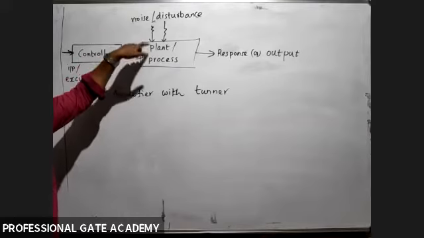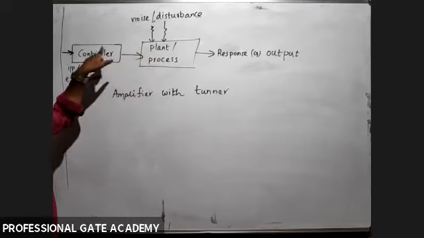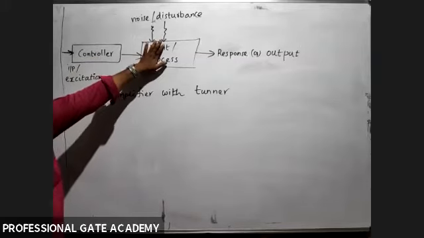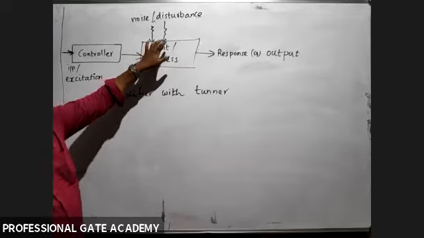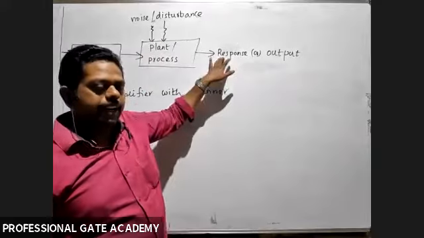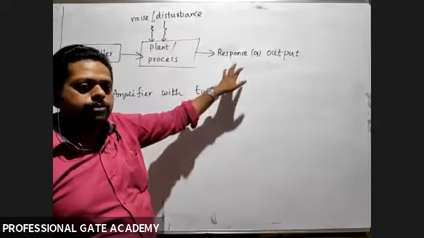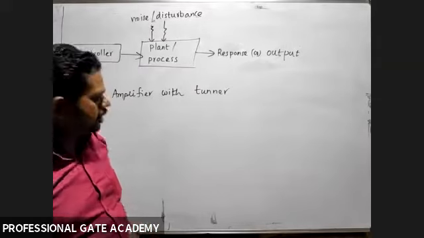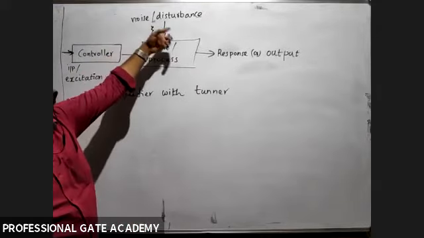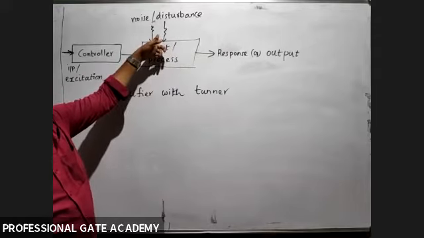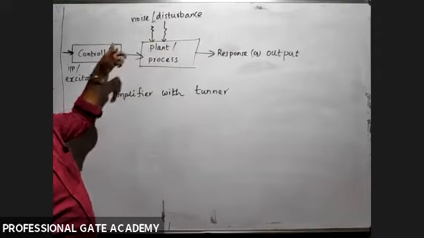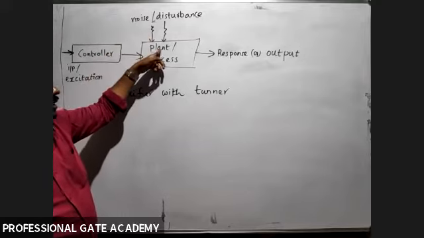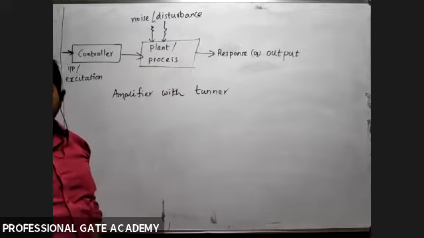Due to that, we won't get the desired output. To get the desired output, controllers are connected with the system. Did I get my point or not? Assume this is an amplifier. In an amplifier, we will get output. Sometimes noise affects it; will you get the desired output? No. Due to this noise or disturbance, we won't get the desired output. Therefore, these controllers are used to reduce the noise, so we will get the desired output.